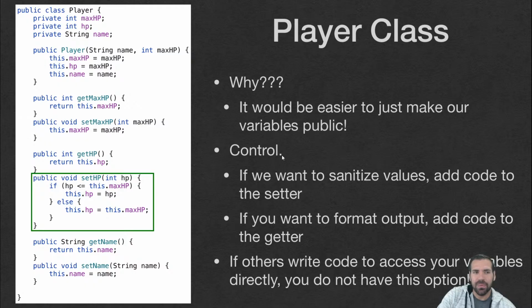So control, that's why we do this. The reason why in most languages you don't do this is because a lot of languages have a way to add your getters and setters after the fact. For example, Python doesn't even have access modifiers, so you can't have a private variable in Python. The language doesn't even support private variables. But what you can do is write your variables, and then other people are going to access your variables directly.